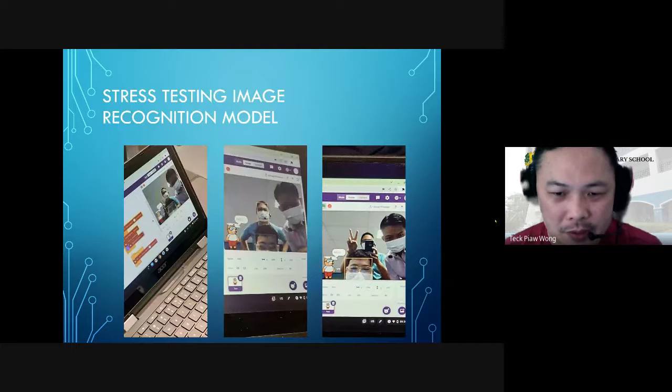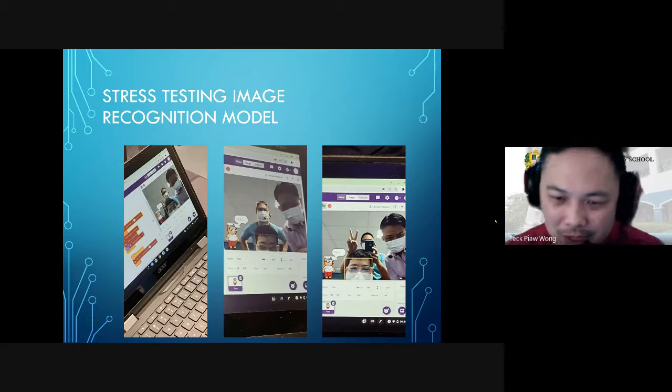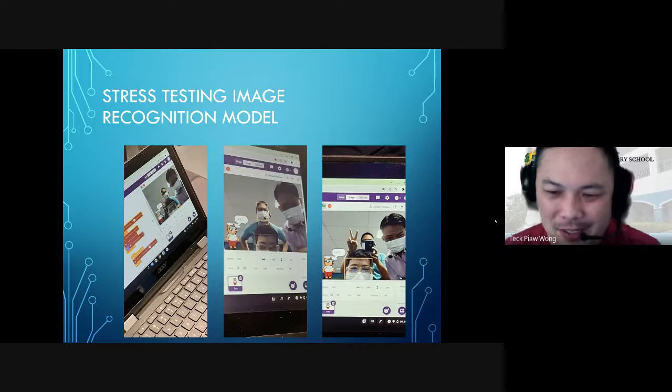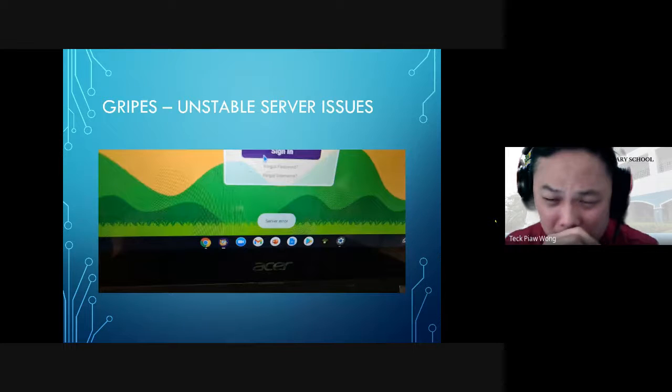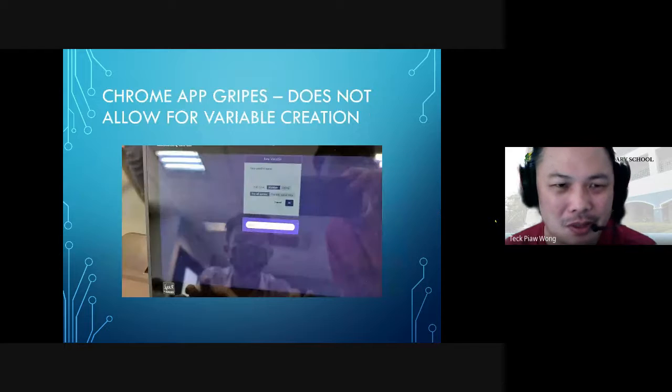So with the rest of the students, they did have some time and space to actually stress test the image recognition models that they came up with. The teachers are coming in to see how many faces the AI model can actually recognize. So it turns out that I think it's only one. And some of this is an instance where the server actually was unstable. So we had one lesson where the students couldn't access the AI libraries, and as a result, the lesson came to a halt.